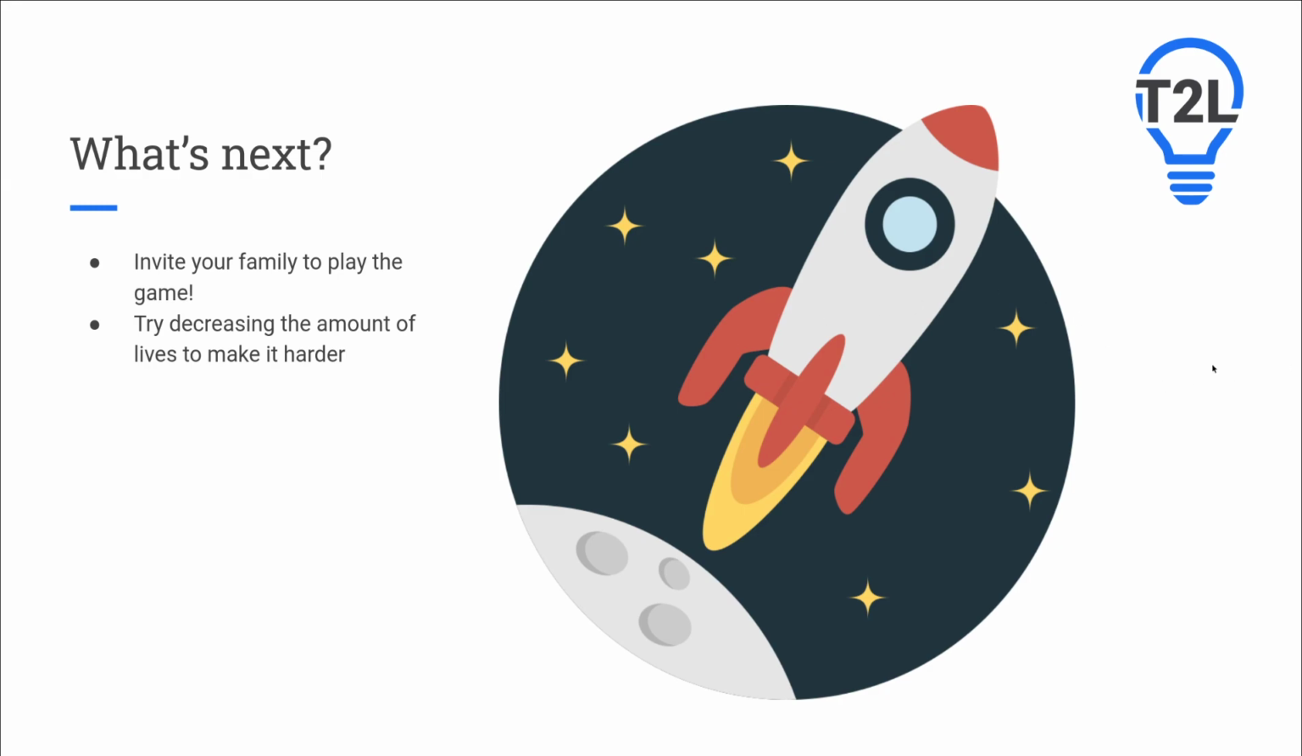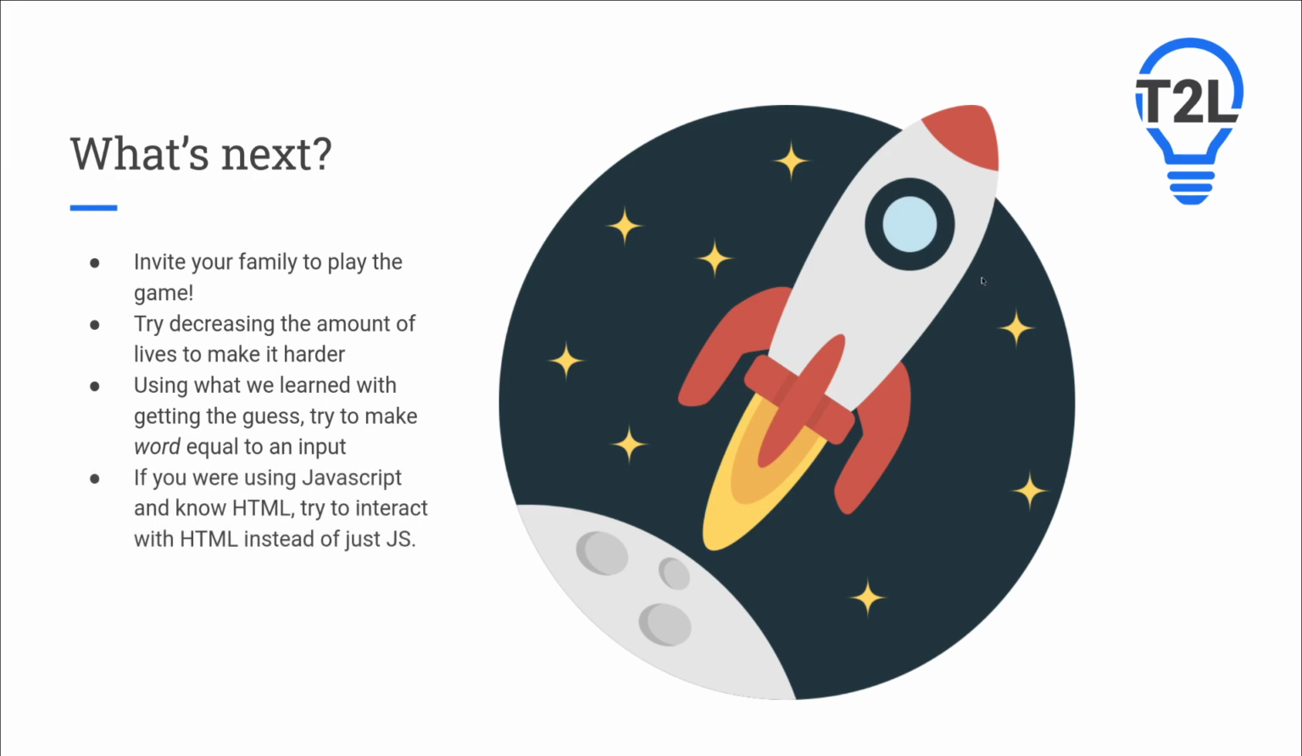We are going a bit over, so other people can leave. So try decreasing the lives and stuff. Some people were talking about earlier, try using what we learned with getting the guess, and try and make the word equal to an input. So how we got the player to input a character, try and do that, but to get a word. If you're using JavaScript, no one here was, you can also try and implement HTML into it. Not that I would advise that, HTML can be a headache.